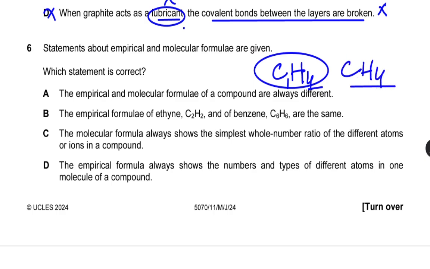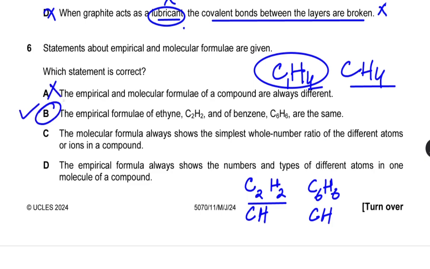The empirical formula of ethyne and benzene are the same. Let me calculate C2H2 and C6H6. We have to divide by the common factor, so C1 and H1, and similarly 6 divided by 6 is 1 and 6 divided by 6 is 1. So the empirical formula of ethyne and benzene are the same. Yes, this option is correct. The first option is wrong.